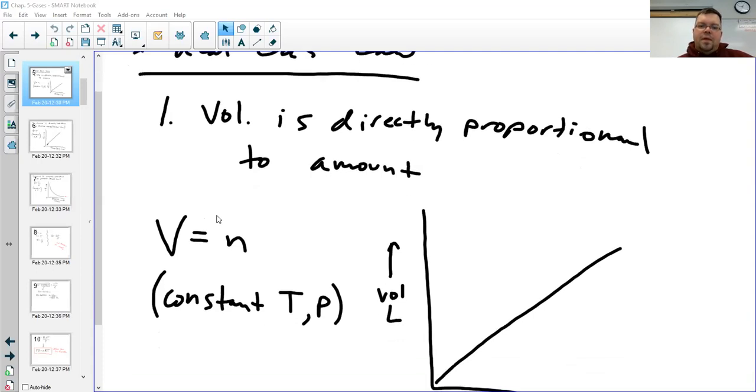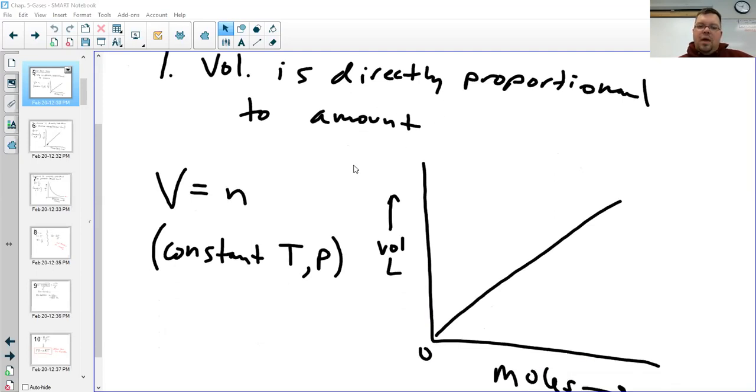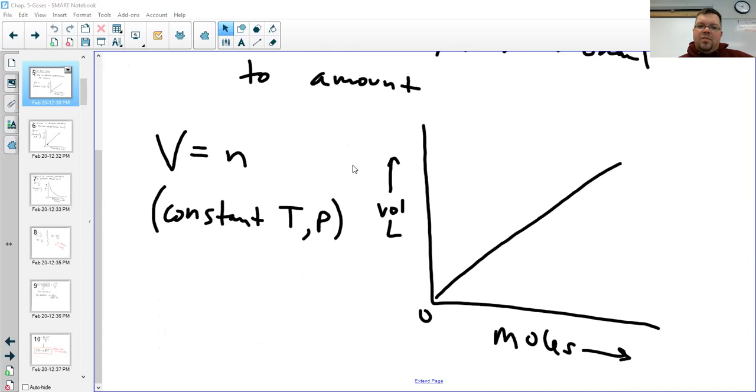So the first is that volume is directly proportional to amount, so amount of gas being moles of gas. We can express this as volume is equal to, or they're both in the numerator on either side of this equation. They are directly proportional to one another. They both appear in the numerator on either side of the equation.